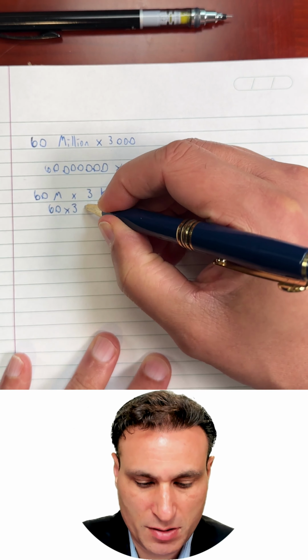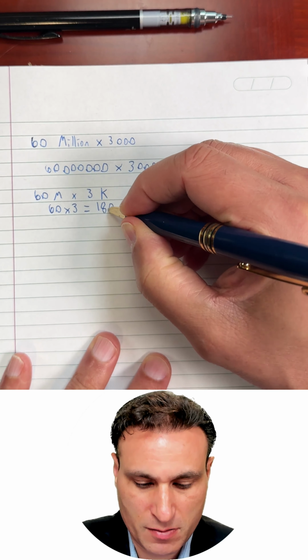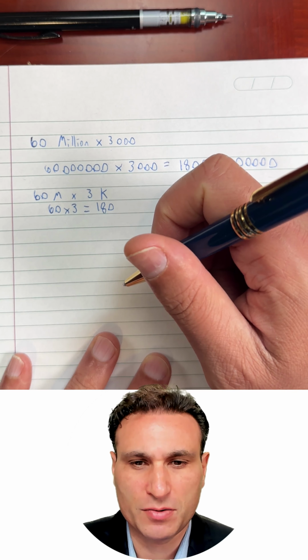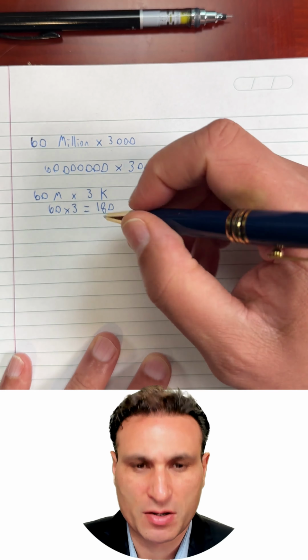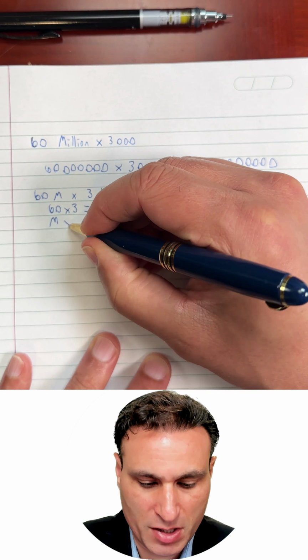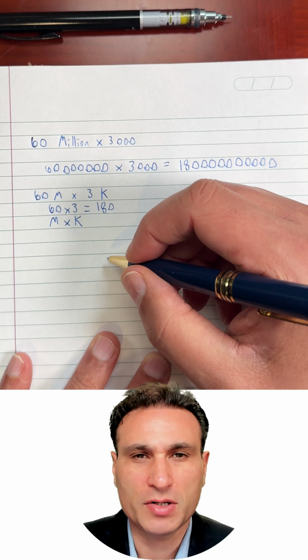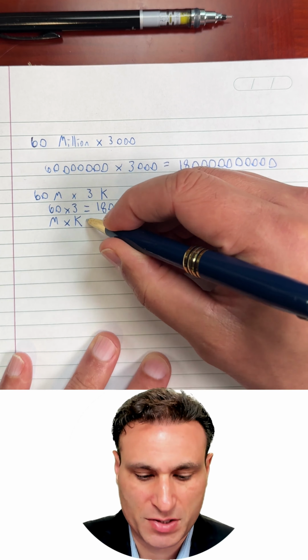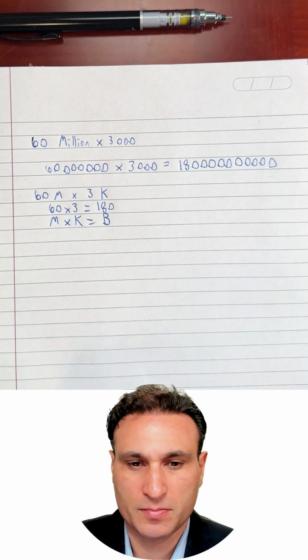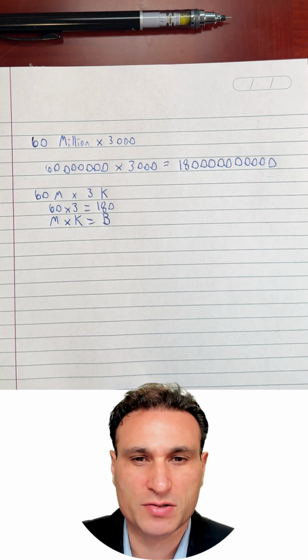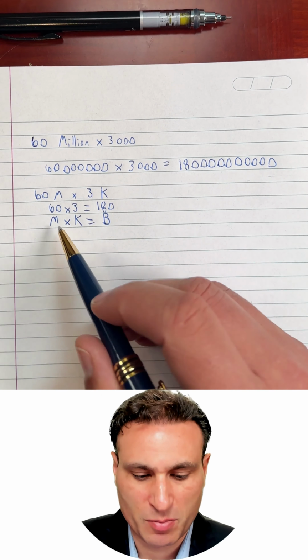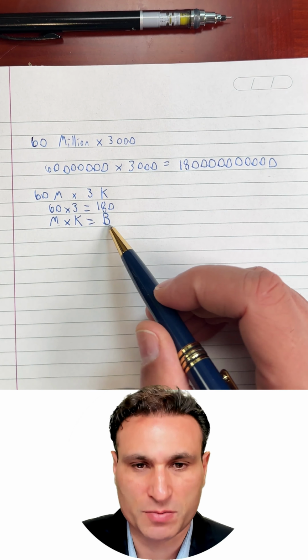Next, we multiply the numerical portions, which are the numbers before the abbreviations. 60 times 3 equals 180. Next, we multiply the units of magnitude. What is a million times 1,000? Or, what is M times K? Well, a million times 1,000 is a billion, which has the abbreviation B. That is, a billion is 1,000 millions. So using abbreviations, M times K equals B.